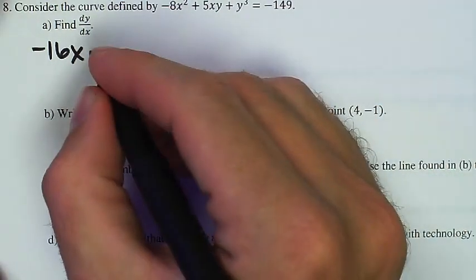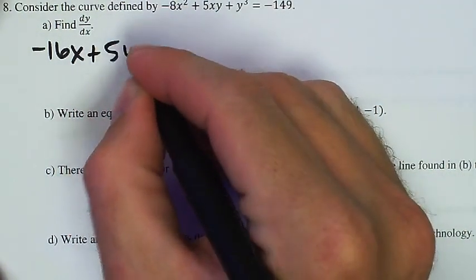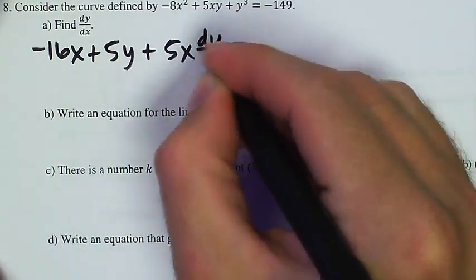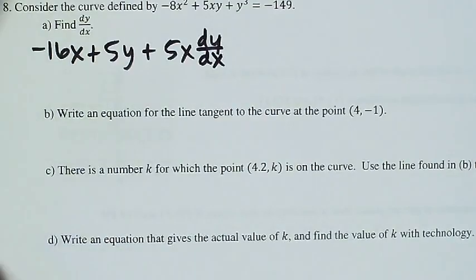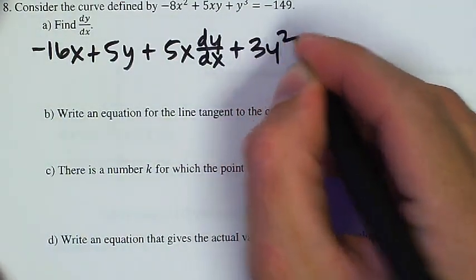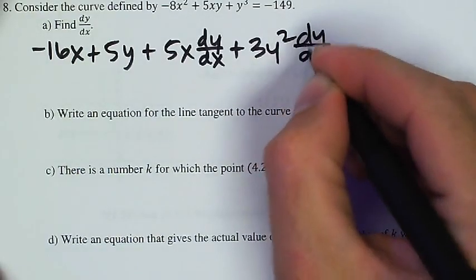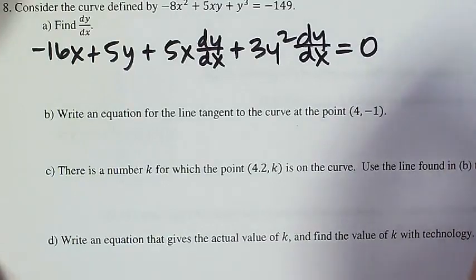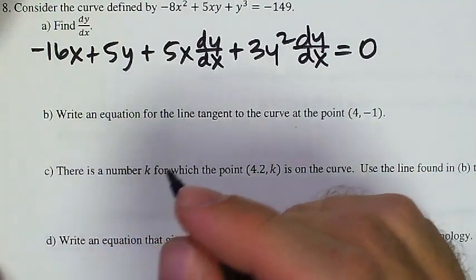So I'll take the derivative of 5x first and leave y the same. Then I'll add in, leaving 5x the same, taking the derivative of y with respect to x. That's dy dx. Then we're going to take the derivative of y to the 3 with respect to x, and that's 3y to the 2 dy dx. And the derivative of negative 149 is 0 with respect to any variable.